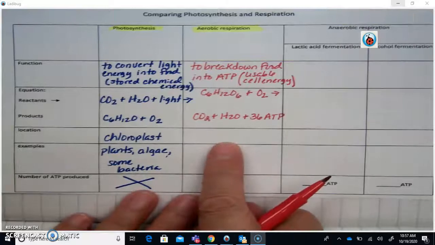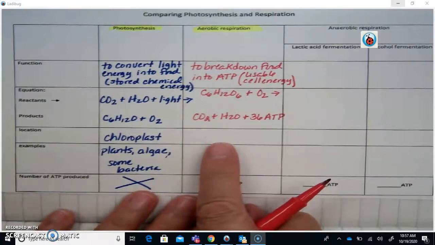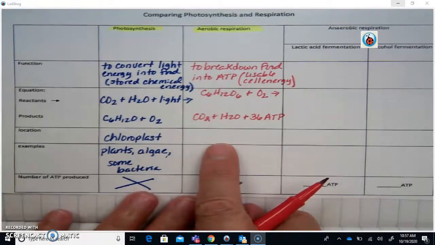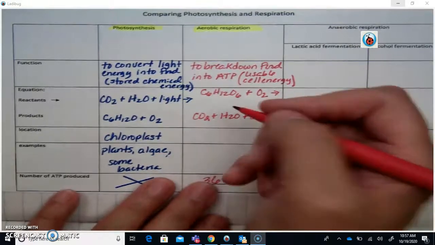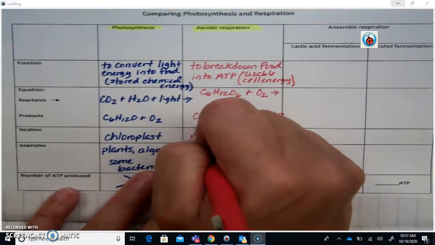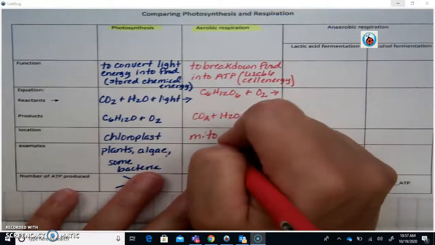Now, where does aerobic respiration occur in the cell? Of course, that's going to happen in the mitochondria, the mighty mitochondria.